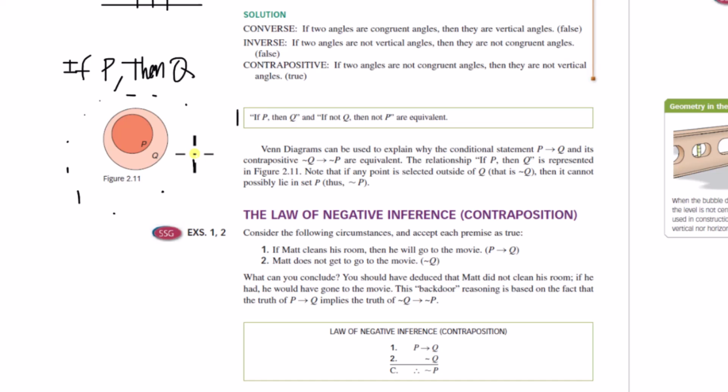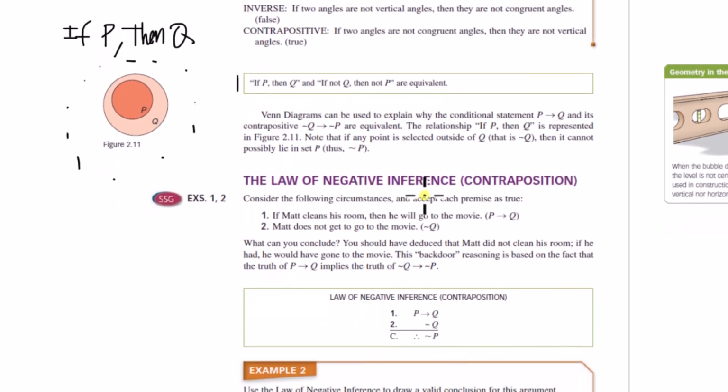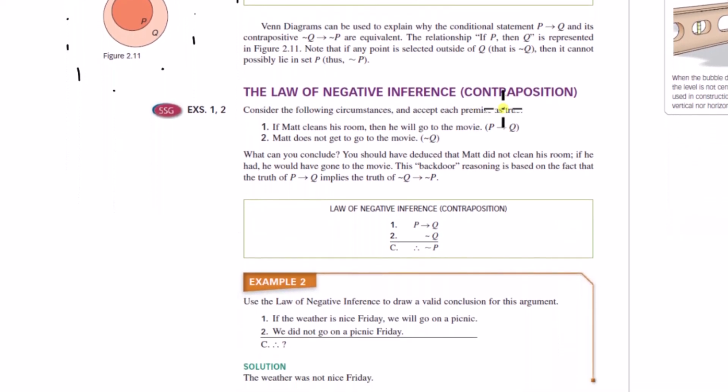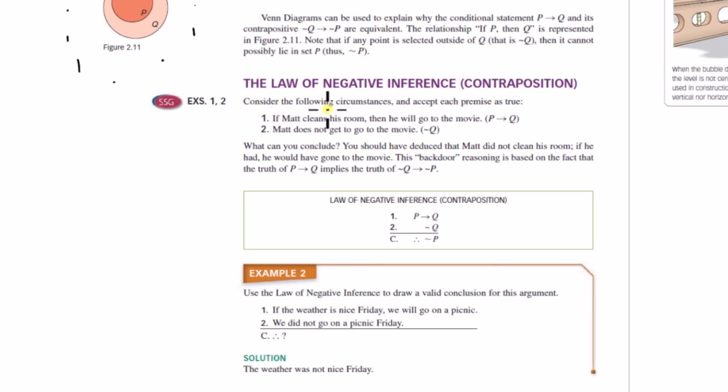And that's what indirect proofs are based off of, this assumption, you could say. Okay, the law of negative inference, or you could say the law of contraposition. Consider the following circumstances and accept each premise as true. So if Matt cleans his room, then he will go to the movie. So we're assuming that's universally true.